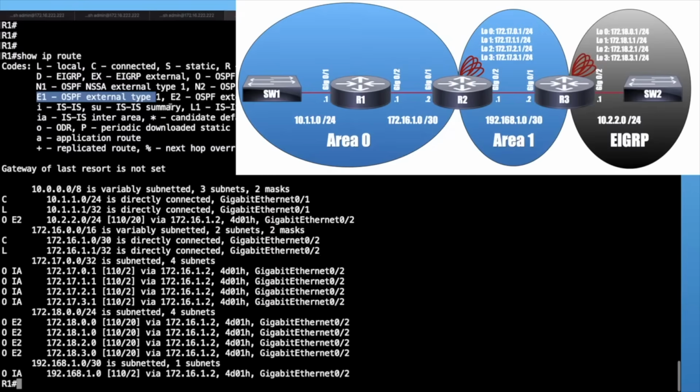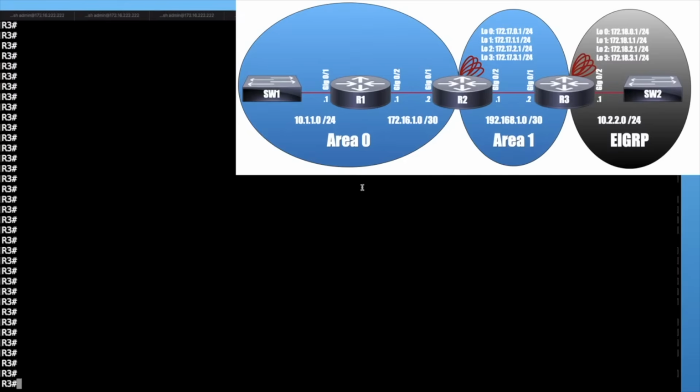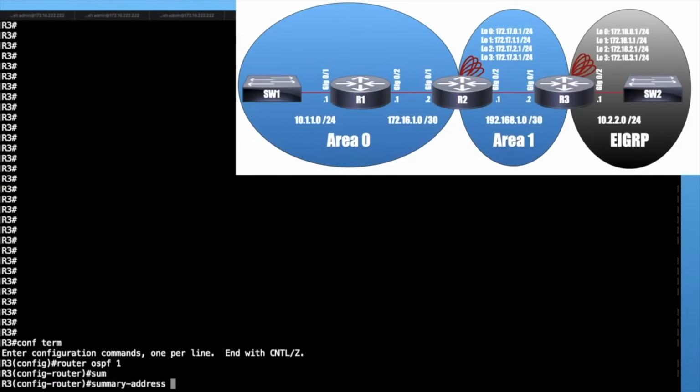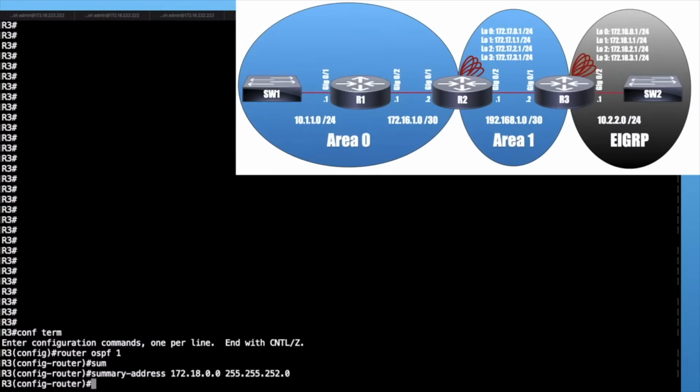But first, let's go over to R3, and let's summarize all those loopbacks living in EIGRP. We'll just do that one first. So I'll go into global configuration mode, router OSPF 1, and I'll say summary-address. Now this would not work between areas. The summary-address command is between autonomous systems. I'm going to give the summarized address of 172.18.0.0, and I'm going to give a 22-bit subnet mask, which is 255.255.252.0. That's it. We're donezo.